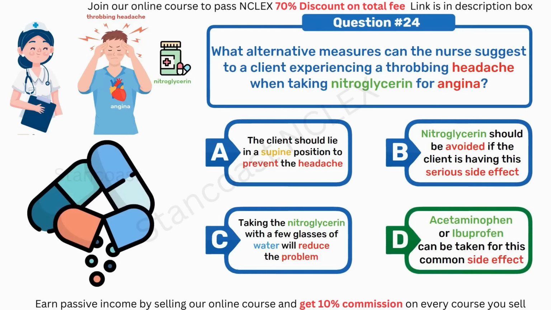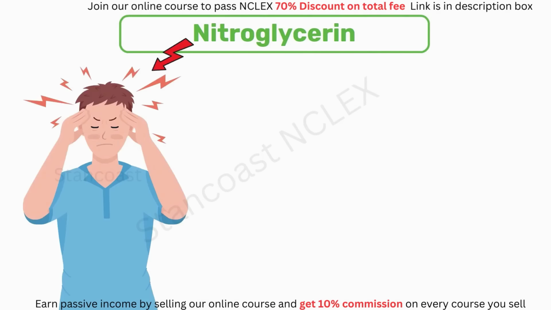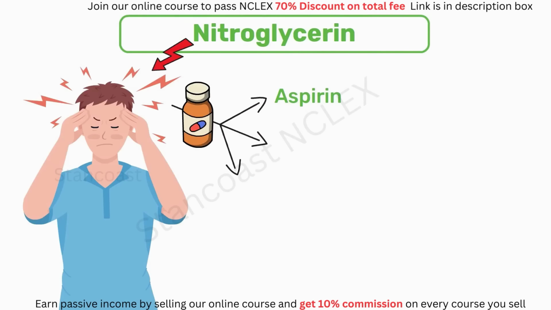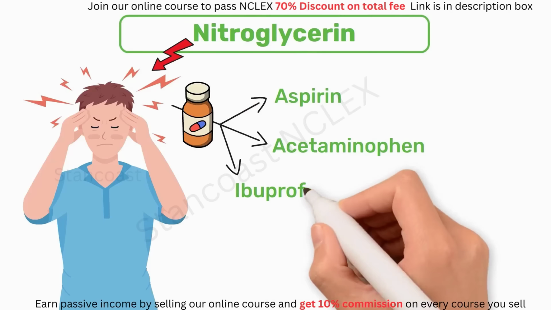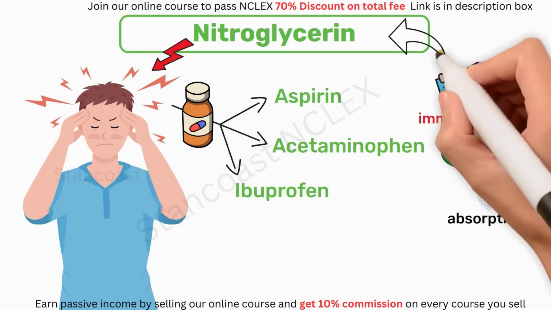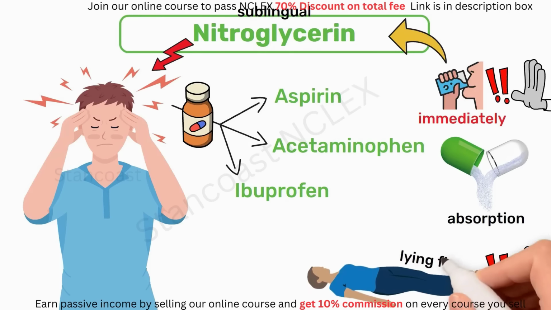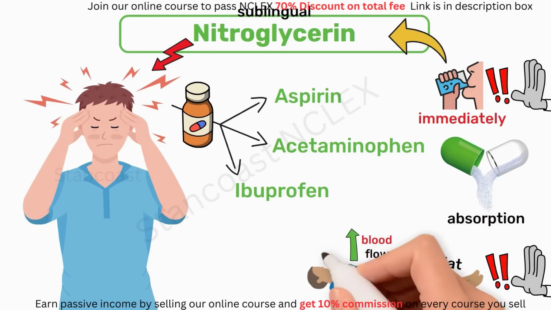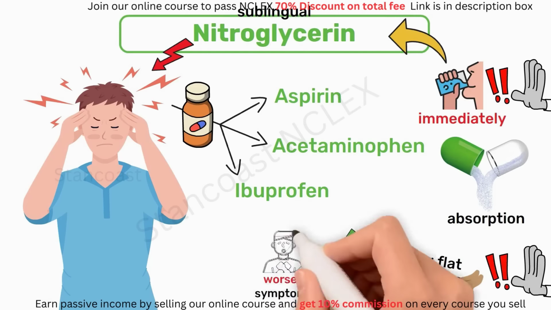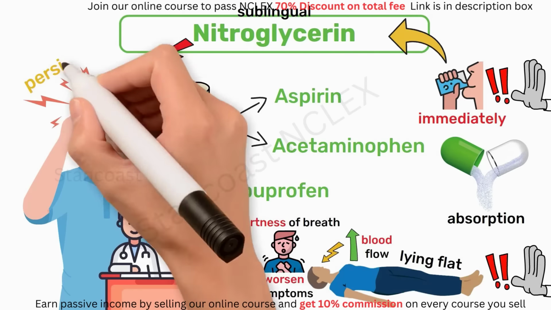Option D is correct here, because nitroglycerin commonly causes headaches, which can be relieved with aspirin, acetaminophen, or ibuprofen. To ensure proper absorption, avoid drinking immediately after taking sublingual nitroglycerin. Also, avoid lying flat as it may increase blood flow to the head and worsen symptoms like shortness of breath. Consult a healthcare professional if headaches persist.